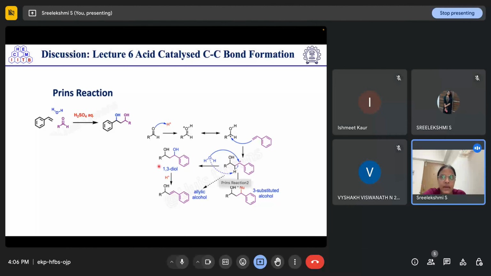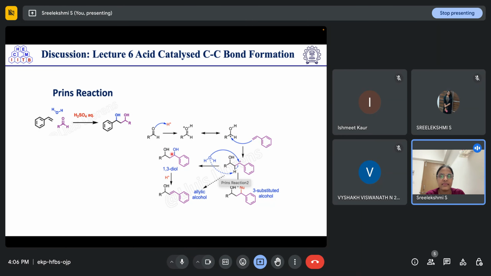So this is the final product of Prins reaction. In case this is undergoing an elimination, this allylic alcohol can be formed, or if not water, any other nucleophile quenching this carbocation can result in this 3-substituted alcohol. So these are the different cases, and we have also seen that this 1,3-diol, if we are treating it further with an aldehyde, will form an acetal as a masking of this 1,3-diol. So different products are possible.